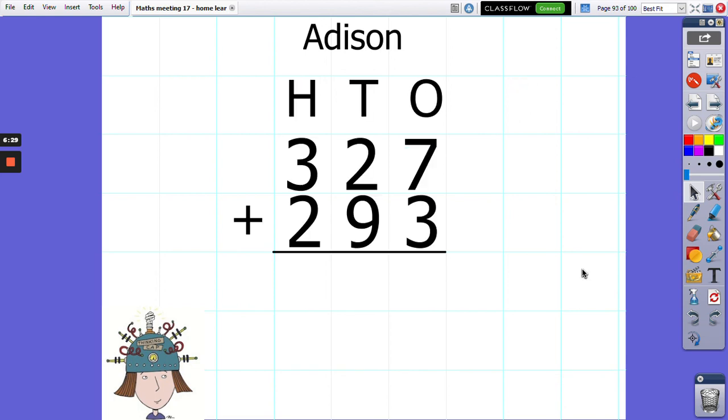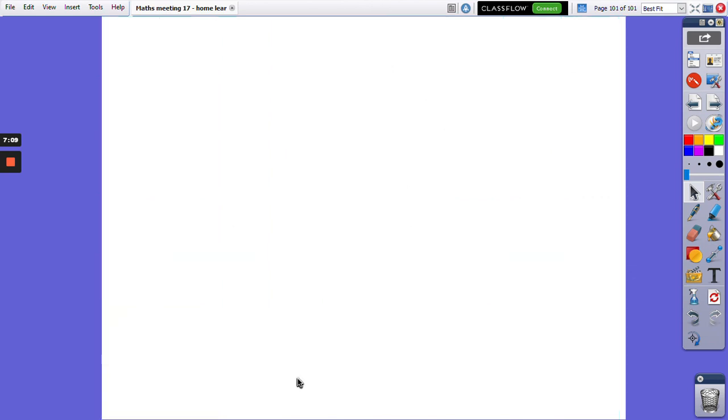Okay, I think that column is perfectly appropriate for these numbers here. So we're going to start with our ones column. 7 plus 3 is 10. 0 ones and 1 ten here in the tens column. Then we've got 20 plus 90 plus this 10 here gives us 120, with our 100 in the hundreds column, our 20 in the tens column. Now, hundreds column now, we've got 300 plus 200 plus this 100, giving us 620. 327 plus 293 is 620.